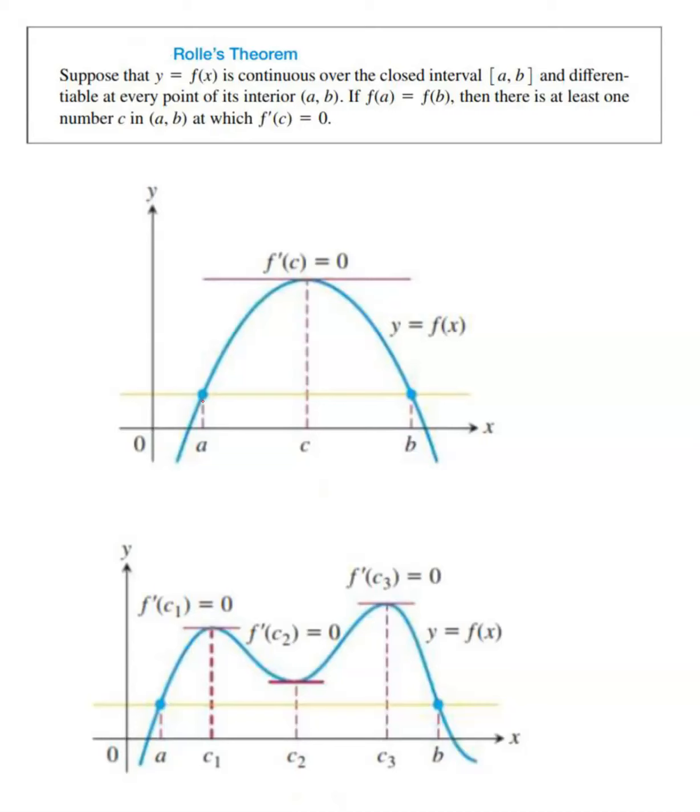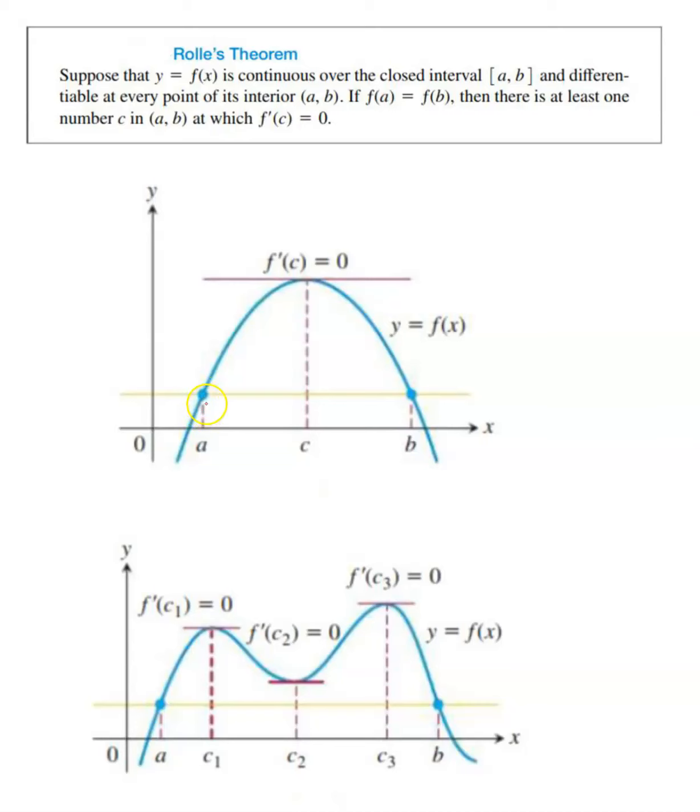If these things hold true, and if you can find a particular instance where f of a and f of b are the same, meaning the endpoints are equal, then there is at least one number. You can find some point within that (a, b) where its derivative would be 0. So it's well illustrated here in these two examples.